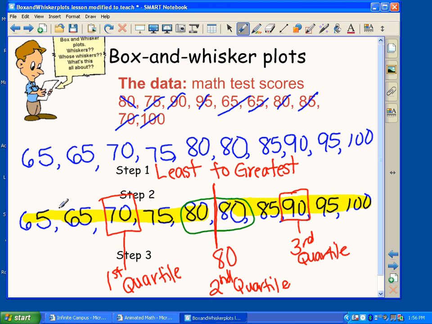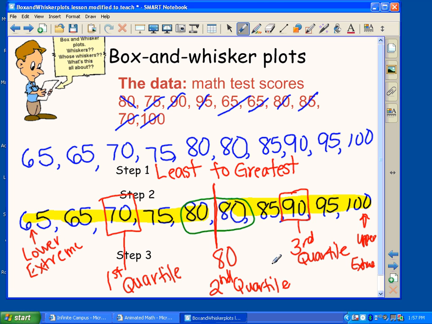Now, this is the lowest number in our data set. This is a new word. This is called the lower extreme. Why is it called the extreme? It's extremely as low as it goes. So that's the lower extreme. The higher extreme, actually, it uses upper extreme.